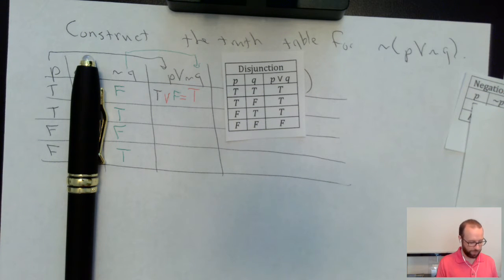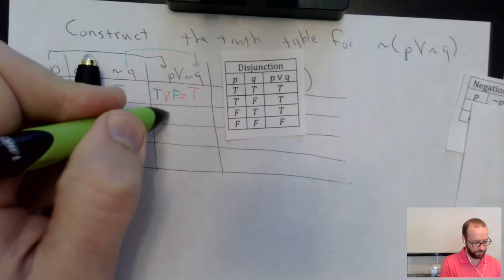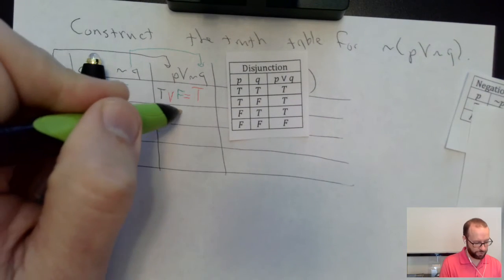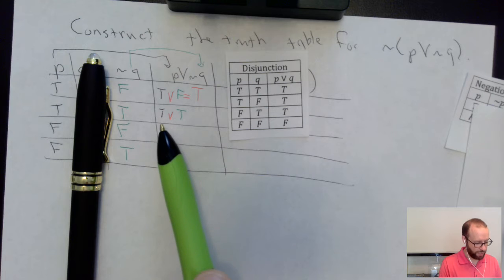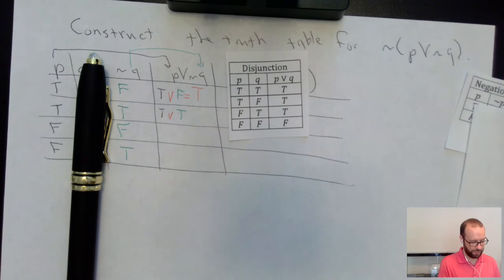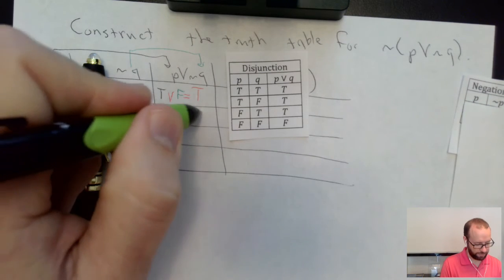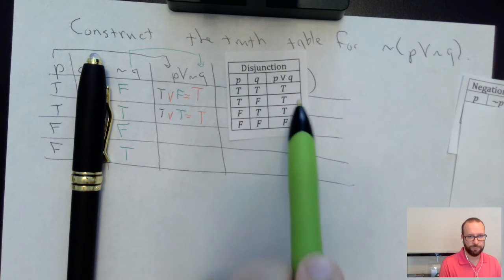Okay, I'm going to continue to write these in just because I want to make sure we know exactly where they're coming from. In this second row, P is true. Disjunction is what we're doing. The negation of Q is true. So in this row, I have true or true. That's going to give me a true from the top row of my disjunction table here.